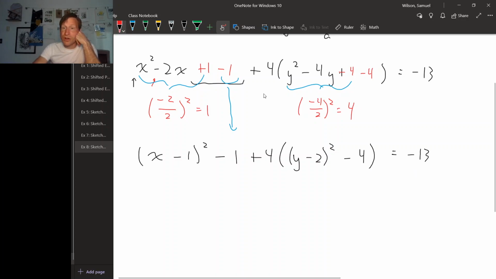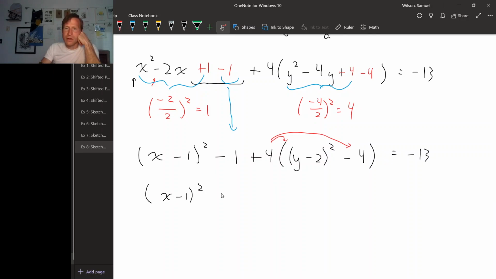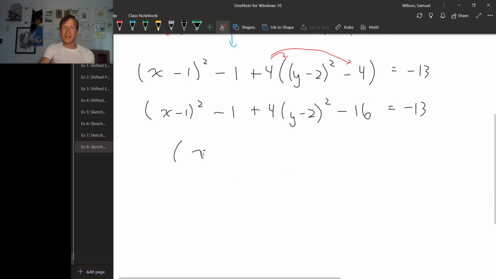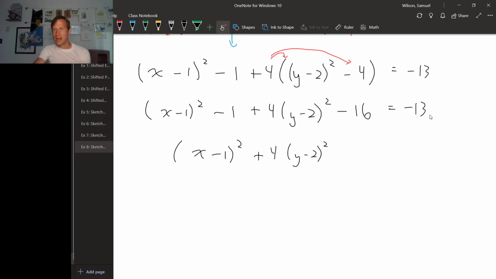Now we're going to have to get all of the constant terms to the right, so we're going to have to distribute this 4 here. So we get x minus 1 squared minus 1 plus 4 times y minus 2 squared minus 16 equals negative 13. Now we can move all of the constants to the right. We get x minus 1 squared plus 4 times y minus 2 squared. So we are going to have negative 13 plus 16 plus another 1. Looks like that's going to be plus 4. So equals 4.